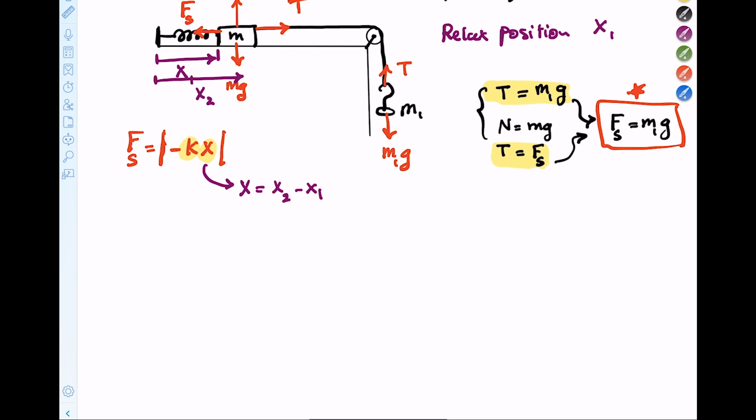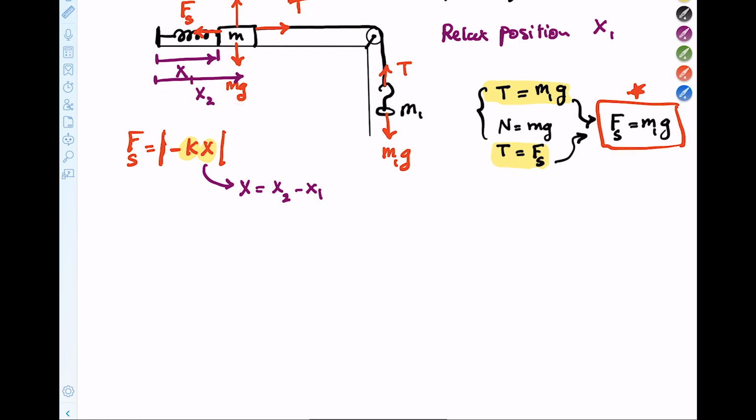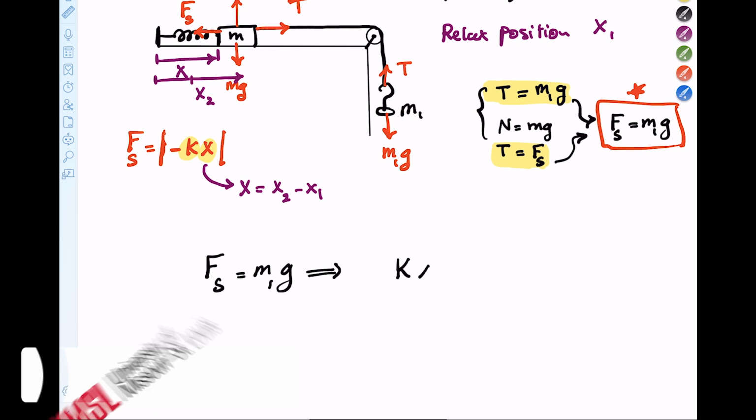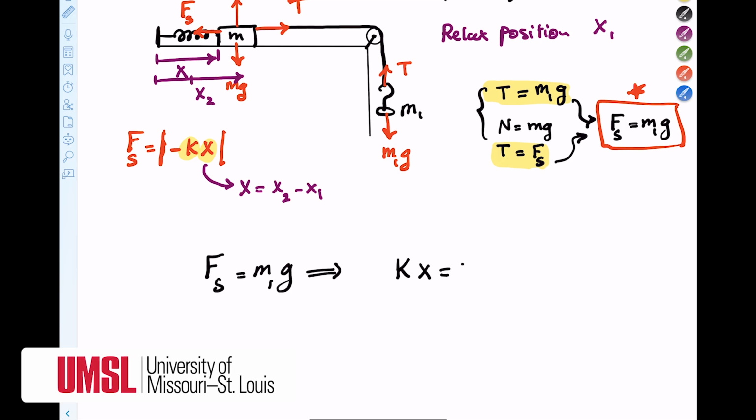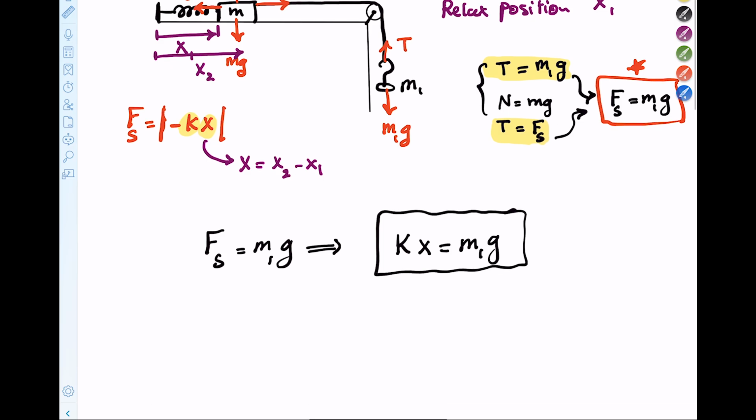All right, so using that equation in the box, on the left-hand side I can write that F of s, which is equal to mg, and rewrite it as kx equals m1g. So what I have is a hanging mass, which I can measure, gravitational constant g, k is the spring constant, and x is the amount of stretch.